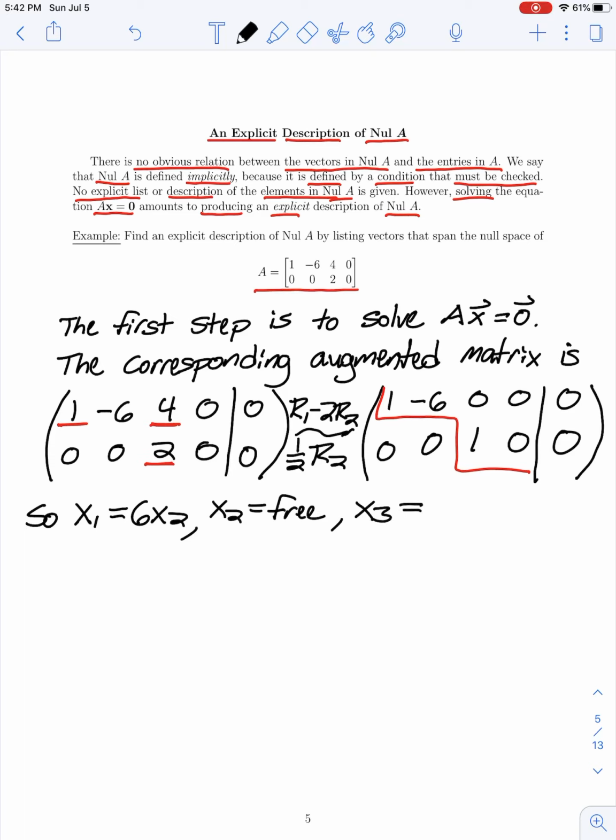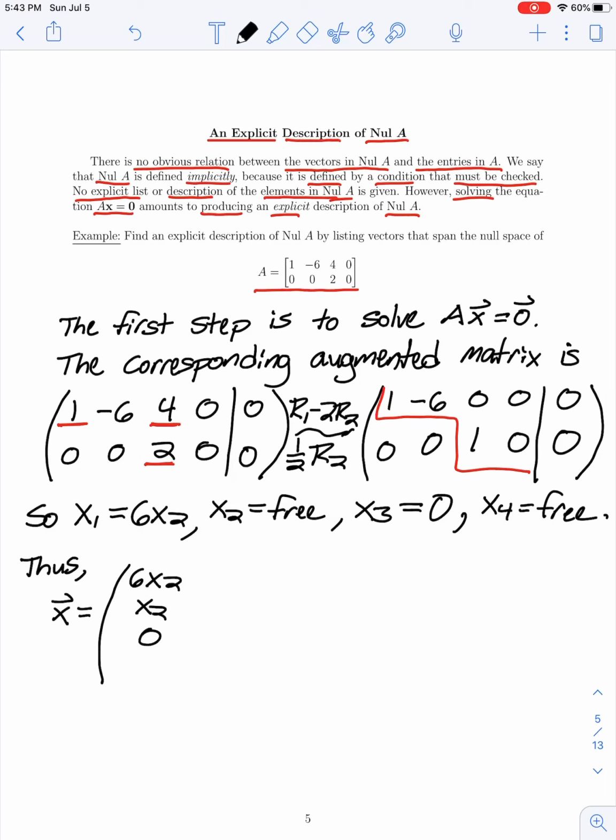Using our second row of the augmented matrix, we see x3 has to equal 0. And x4 is a free variable. So our solution set, which would be the null space of this matrix, would consist of vectors of the form x, where the first component is 6x2, the second component, x2, is free, x3 must be 0, and x4, our fourth component, is a free variable.